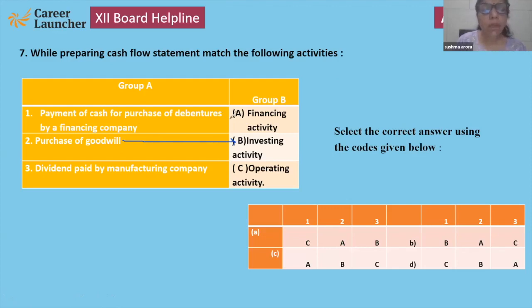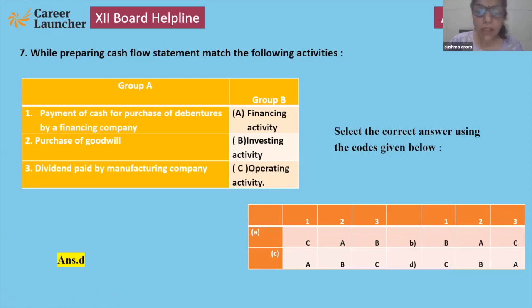Payment of cash for purchase of debentures by a financing company. Okay, a financing company deals in finance, so they have to deal in finance and that will be their operating activity. So here the answer is D. How is that D? First, payment of cash for purchase of debentures by a financing company, that is their operating activity. Purchase of goodwill, that is investing activity always.